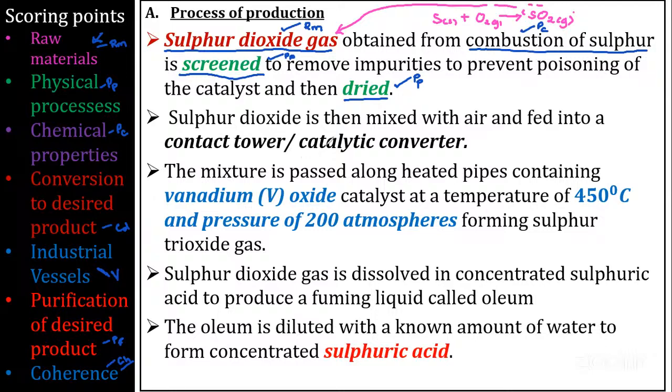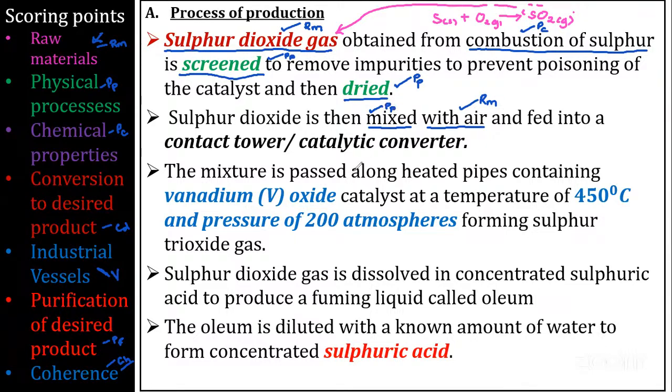As we proceed, this dried sulfur dioxide is going to be mixed with air. So this air becomes another raw material. But the process of mixing does not require any equation. So when we say mix, mix means it is a physical process. Therefore, we are going to give it a tick of PP.